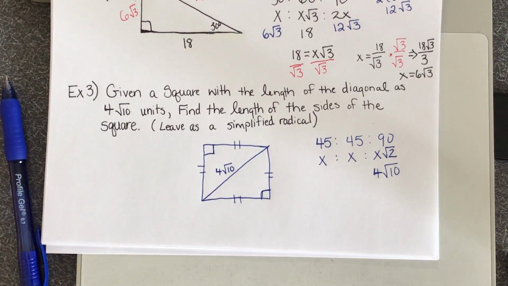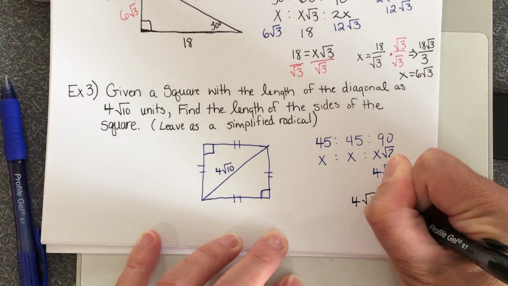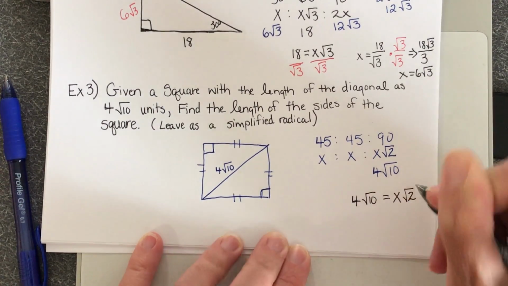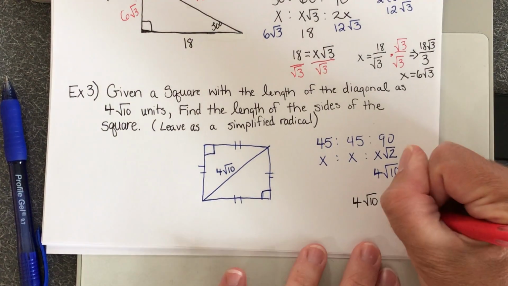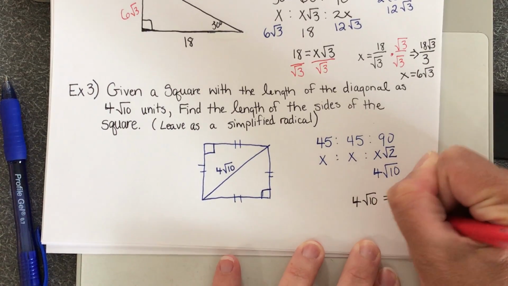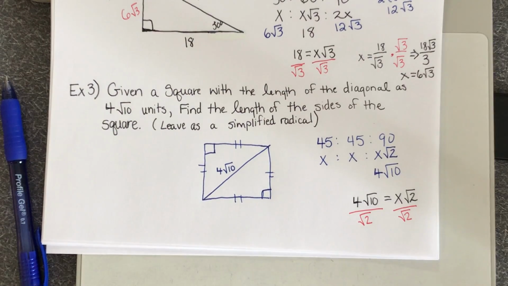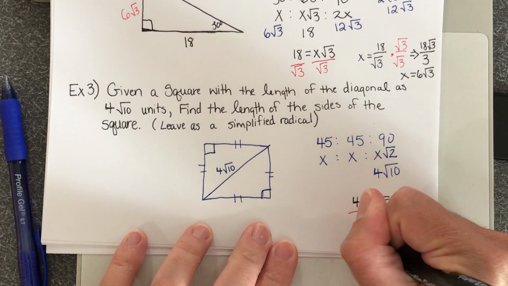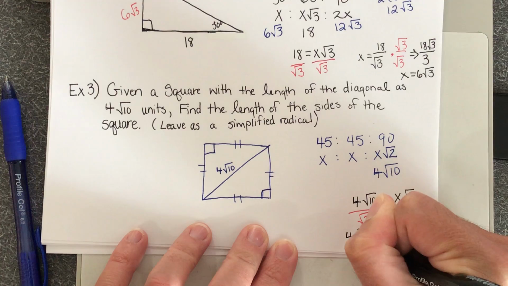So I'm going to set up my equation to figure out what is x. So 4 times the square root of 10 is equal to x times the square root of 2. So now in this situation, again, like we did before, we're going to divide both sides by the square root of 2. And so now I've got 4 times the square root of 10 divided by the square root of 2.